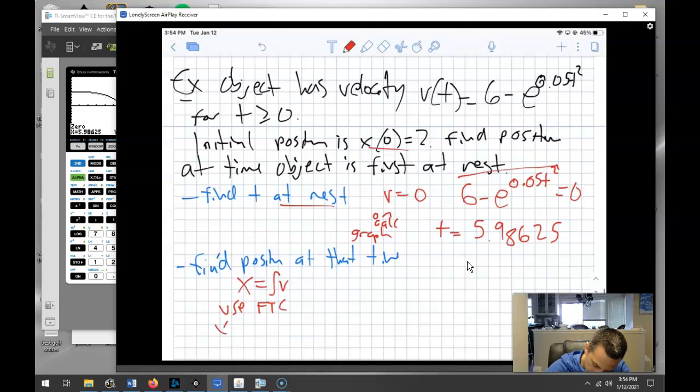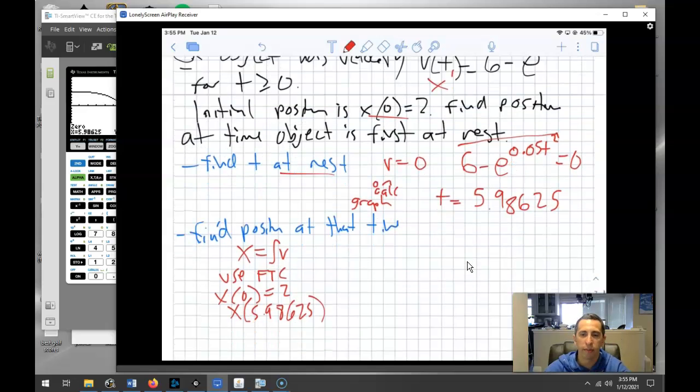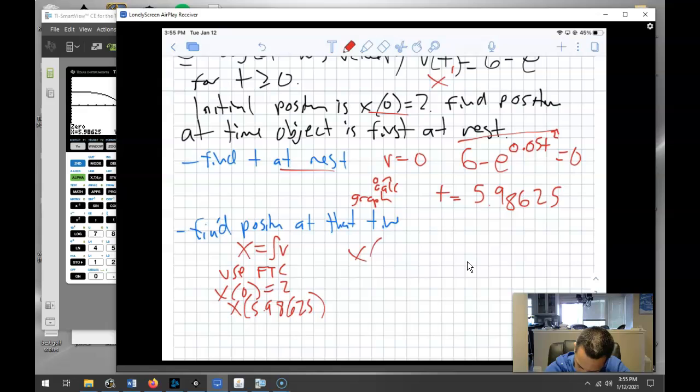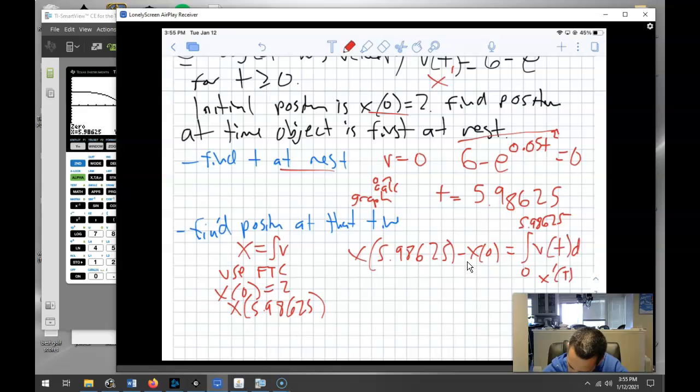Because they told me that x of 0 is equal to 2, and they gave me this equation for x prime, and now they're asking me to find x of 5.98625. That problem is just screaming fundamental theorem at me. It's saying x of 5.98625 minus x of 0 is equal to the integral from 0 to 5.98625 of that x prime equation, which is this velocity equation. Since x of 0 is equal to 2, let's add that over. So my x is going to be 2 plus the integral from 0 to 5.98625 of your velocity function.